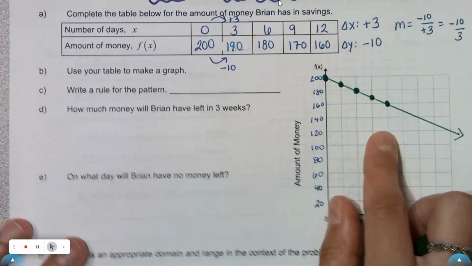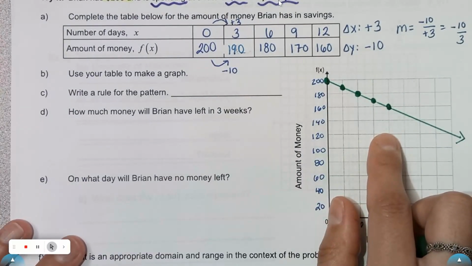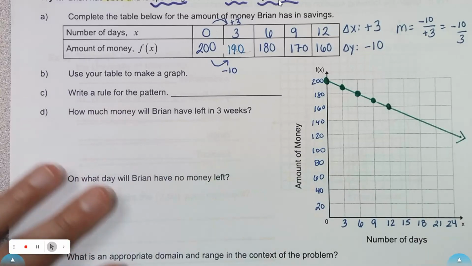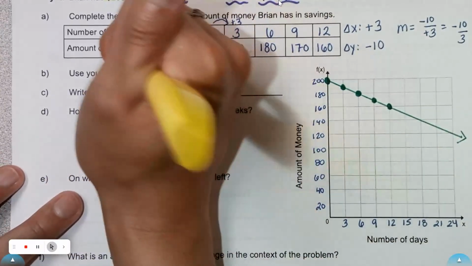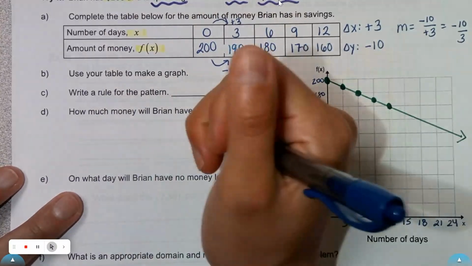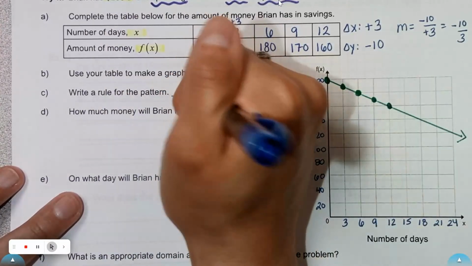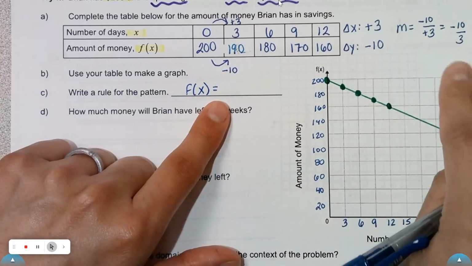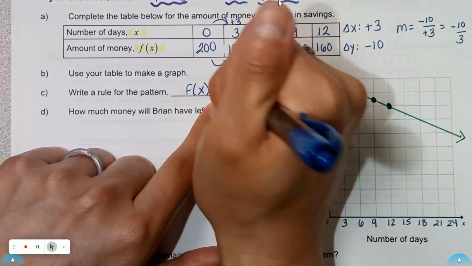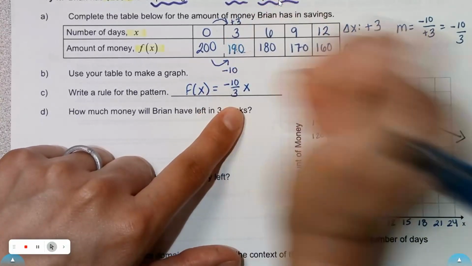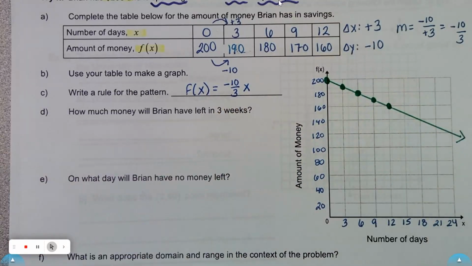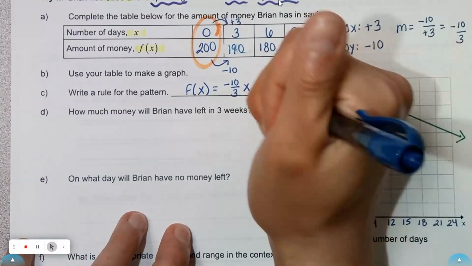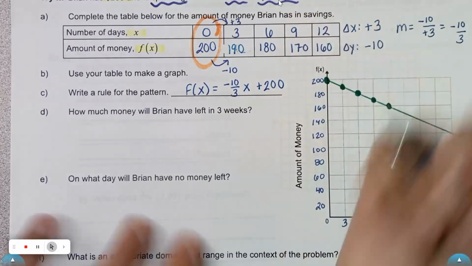And it's decreasing, which makes sense because I'm spending my money. Okay, remember that rule means equation. Always look back at the variables that your problem is using. So I'm using f of x and x. So I have f of x equals, my m is my slope, so this negative 10 over 3. I have x, and then my b is my start, wherever x equals 0, and that's right here. So my start is going to be at 200.